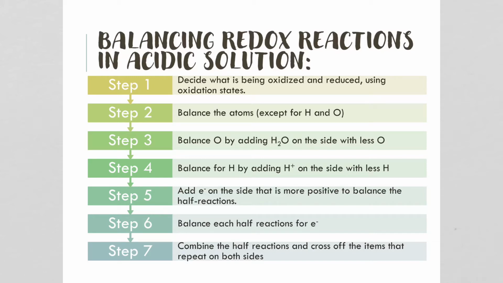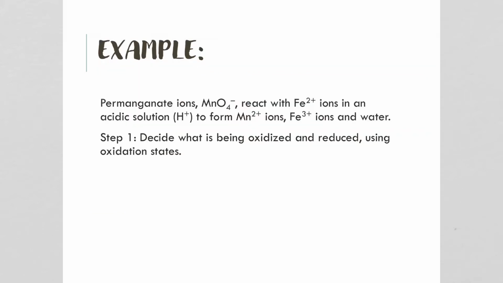And then you balance each half reaction for electrons. And then finally you combine the half reactions and cross off the items that repeat on both sides. So there's quite a few steps for these ones. So the example we're going to explore says permanganate ions, MnO4-, react with iron 2+ ions in acidic solution to form manganese 2+ ions, iron 3+ ions, and water.